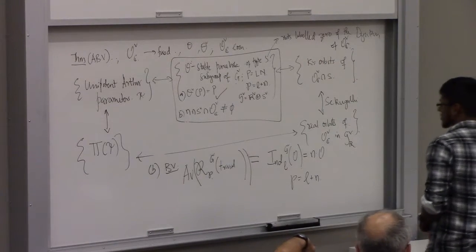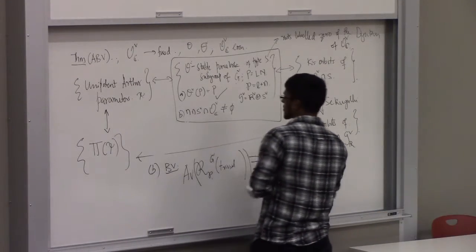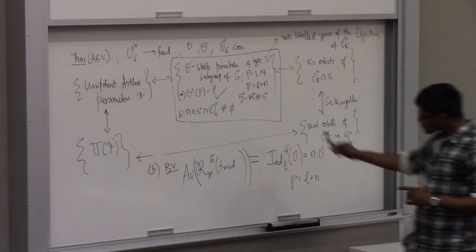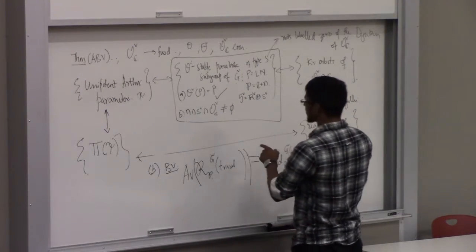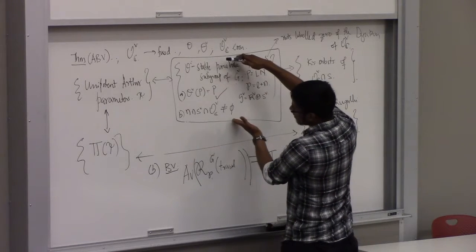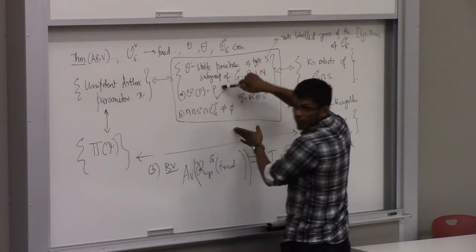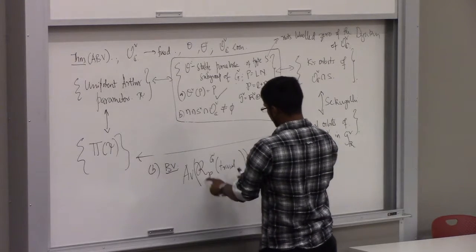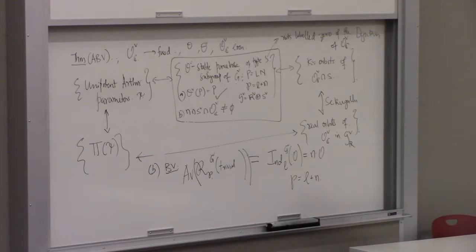So the point was that from Peter's talk, the way it works is I get a bunch of theta-stable parabolic subgroups. So to classify the real orbits, I use these theta-stable parabolics P, and then I use this condition to pin it down to one of the real orbits. So that's something that I guess I need to understand, what exactly is going on there. Right, that's the thing.